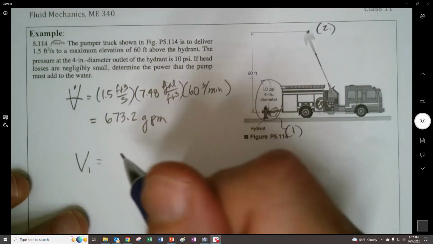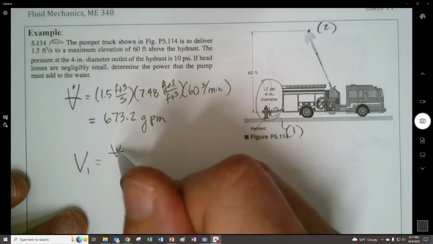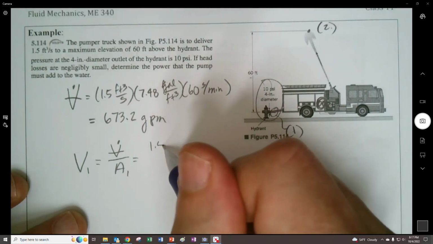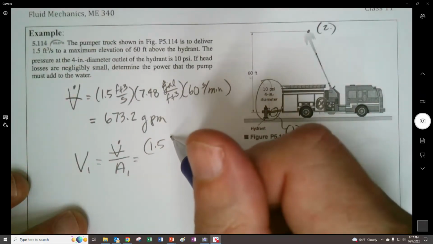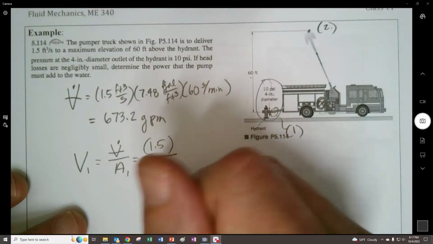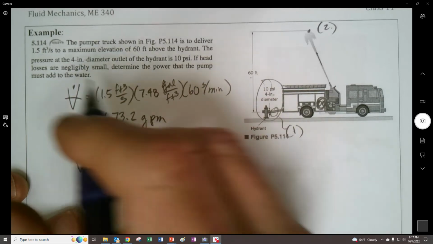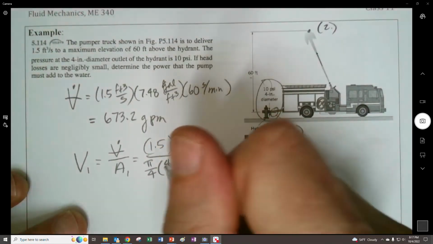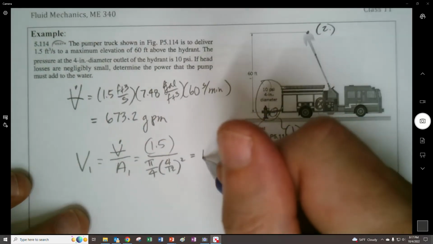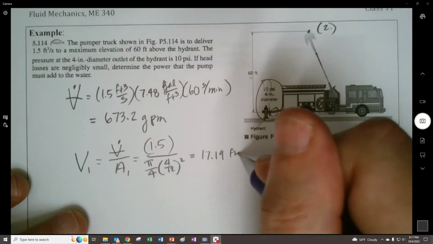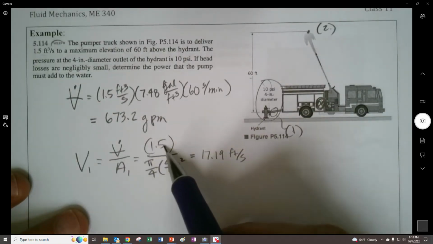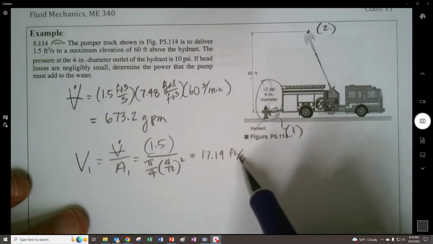So the velocity at 1 is going to be the volumetric flow rate divided by the area at 1. So that's that 1.5 cubic feet per second, and we're going to divide that by the area. We want to make sure we turn that into a per foot basis, so we're going to take 4 inches divided by 12 and then square it. So what we're left with is 17.19 feet per second. And the units will work out because we're dividing cubic feet per second by square feet, so we should get feet per second.